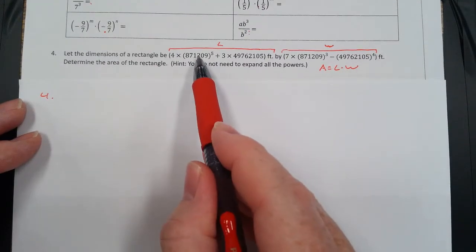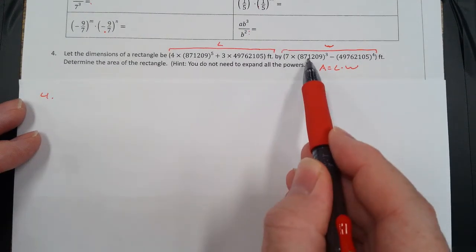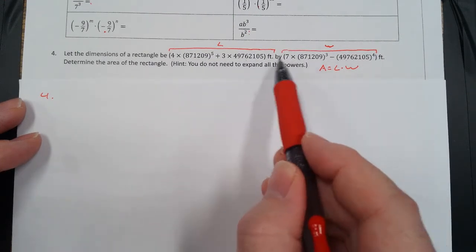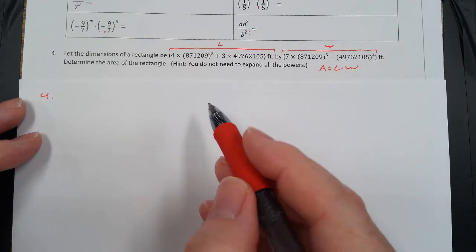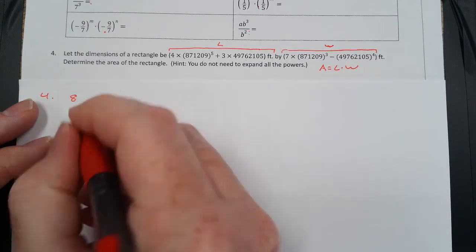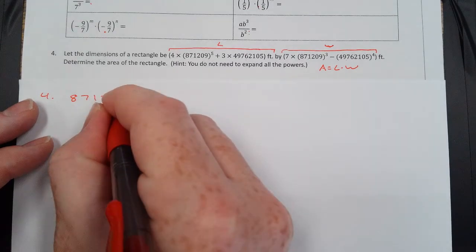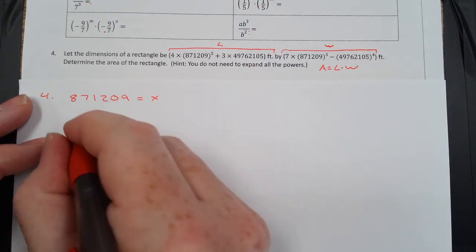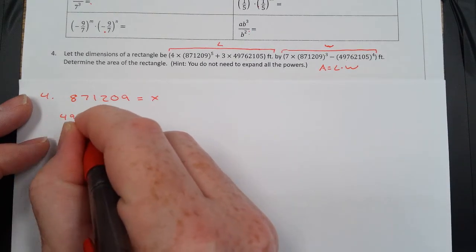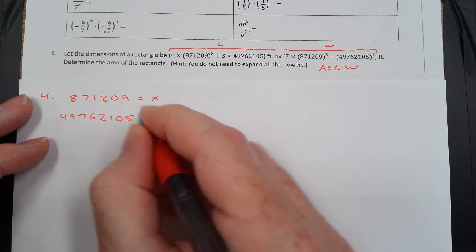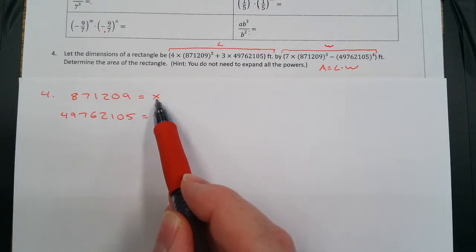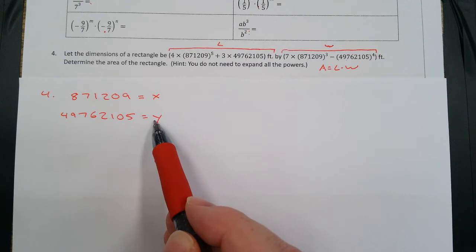First, do you notice how this number is exactly the same as that number, and that is exactly the same? Instead of writing those long numbers, I'm going to change them to variables. So I'm going to take 871209, and I'm going to say that equals x. And the 497,62105, that's going to equal y. Now, every time I see this, I write x instead. Every time I see this, I write y instead.